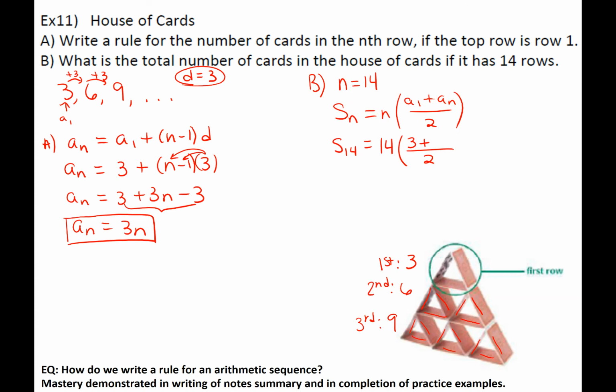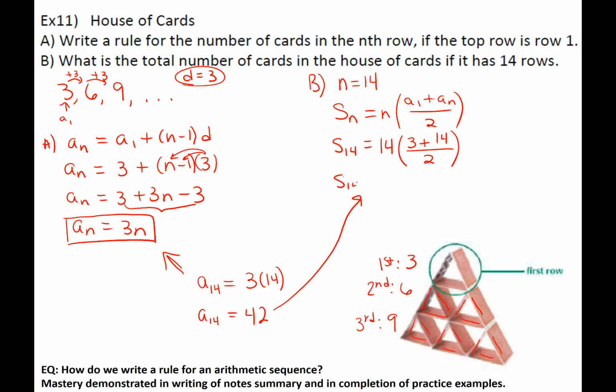So we can go back to our formula from the first one and figure it out. So go back to that formula, and we can plug in 14 and figure out what is the 14th term. So a sub 14 would equal 42. So in the 14th row, there should be 42 cards. Plug that back in over here, and we get that.